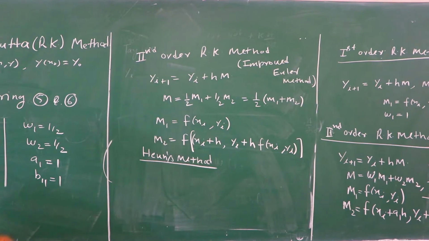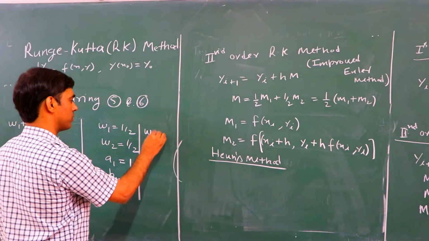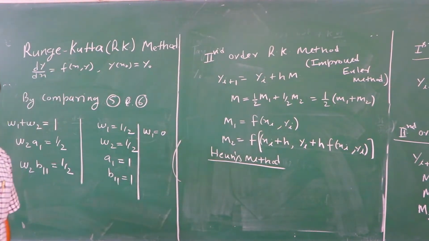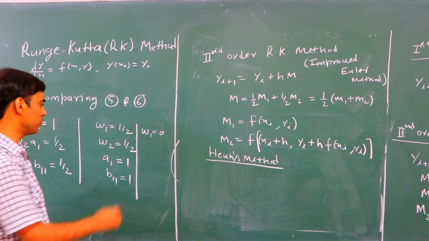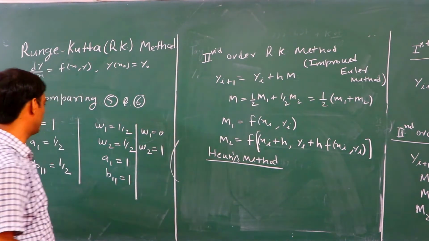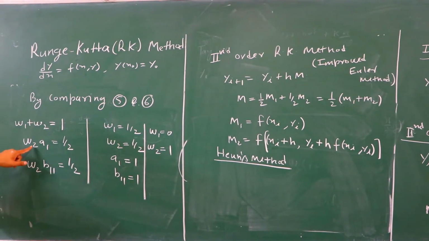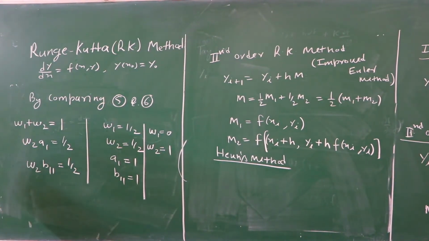But what will happen if we choose W1 equal to 0? If we choose W1 equal to 0, then what is the value of W2? W2 becomes 1. If W1 equals 0, then W2 becomes 1. If W2 becomes 1, then what is the value of A1?